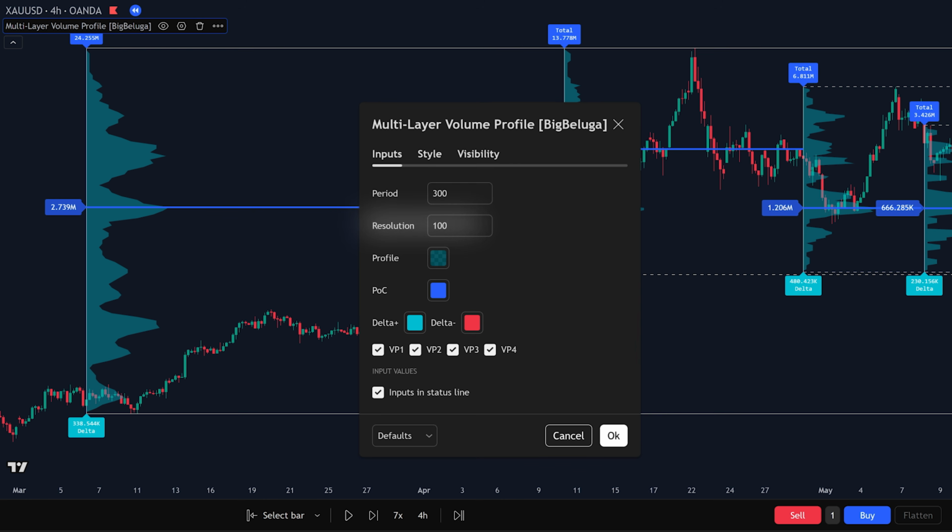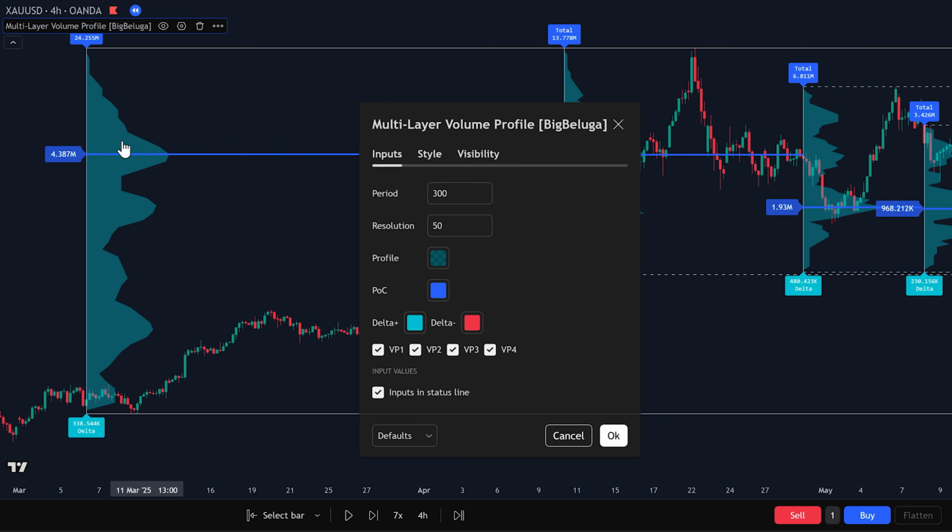Resolution is simply how many price bins the script chops the range into. If you increase it to 150, the volume shape turns finer and more jagged. You'll spot tiny gaps and micro shelves, perfect for scalping. If you decrease it to 50, the shape smooths out, little bumps vanish, and only the major ledges remain, ideal for a cleaner swing map. Keep it at 100 if you want a blend of detail and clarity.